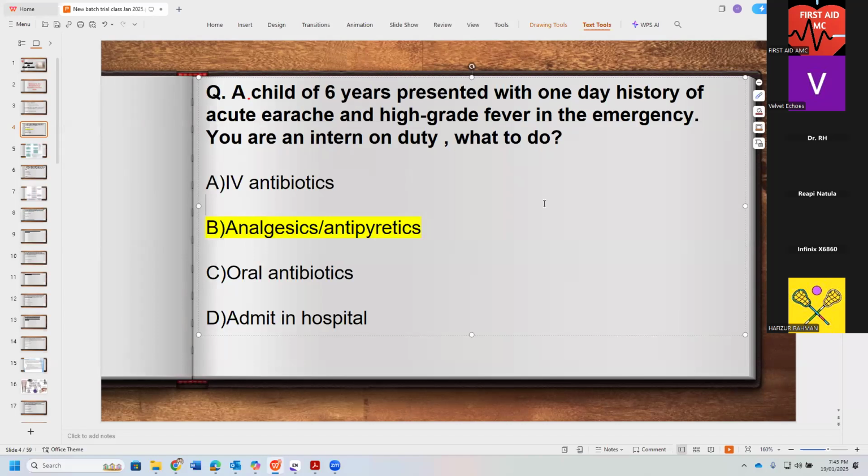All right. Is it clear, guys? Can an intern treat a patient, Dr. Kaboya? They do have the authority to treat the patient. Yes, they need to discuss with the senior, but they can treat simple conditions. So here the correct answer is analgesia and antibiotics.